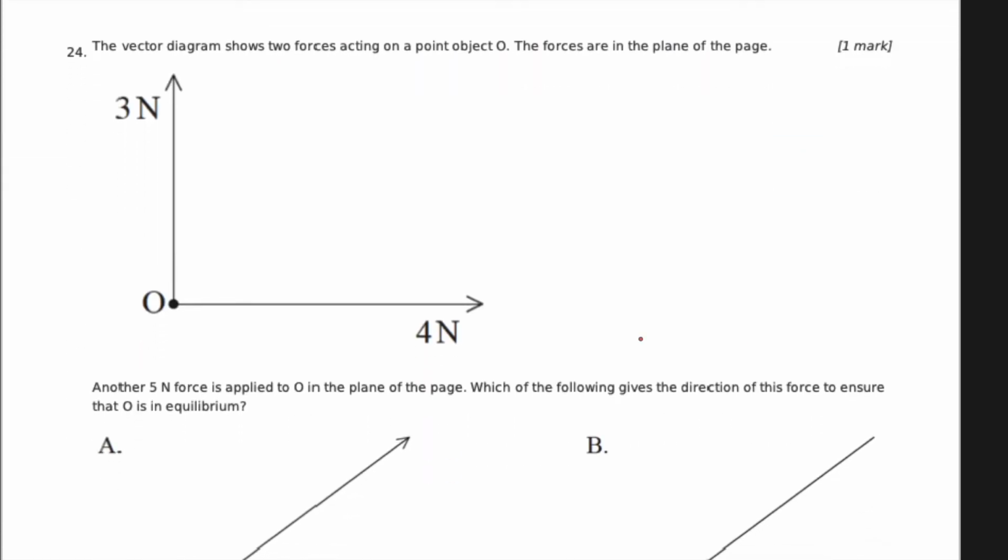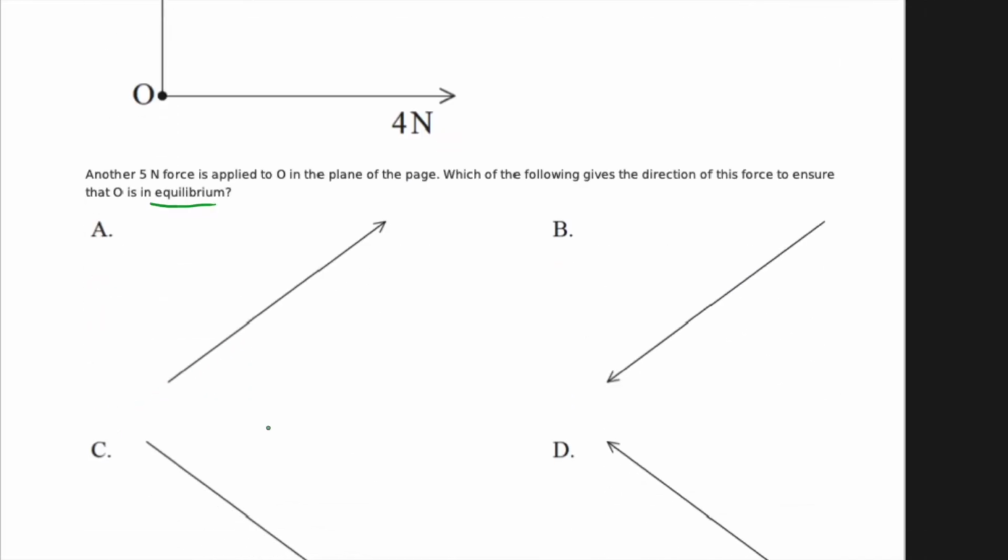The vector diagram shows two forces acting on a point object O. The forces are in the plane of the page. Another 5 Newton force is applied on O in the plane of the page. Which of the following gives the direction of the force to ensure that O is in equilibrium? So the net force has to be equal to 0.